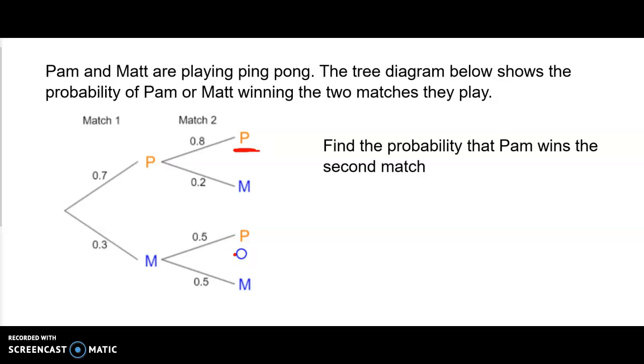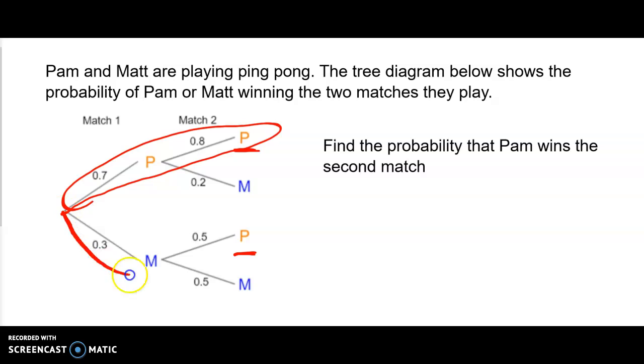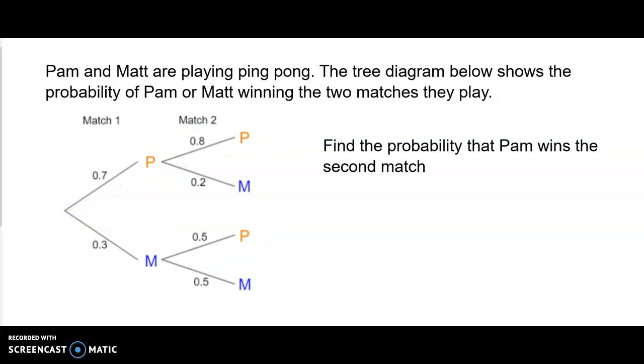wins the second match. Because if you look in the second match, there are two times that Pam's winning. So she could have won the first match and the second match, or Matt could have won the first match and then Pam won the second match. So because there's two ways, what we're going to do is find the probability of both of those happening and then add them together.